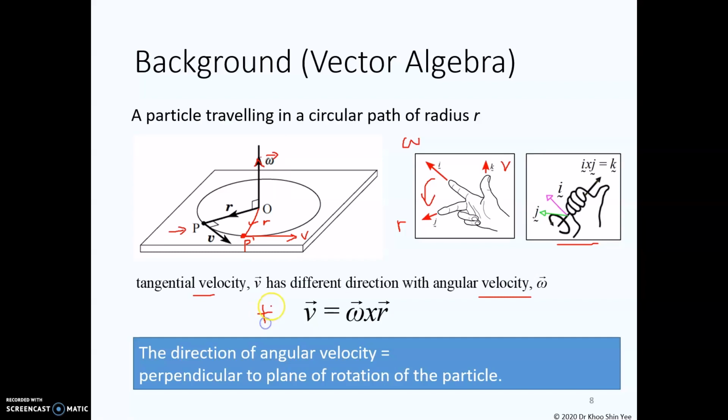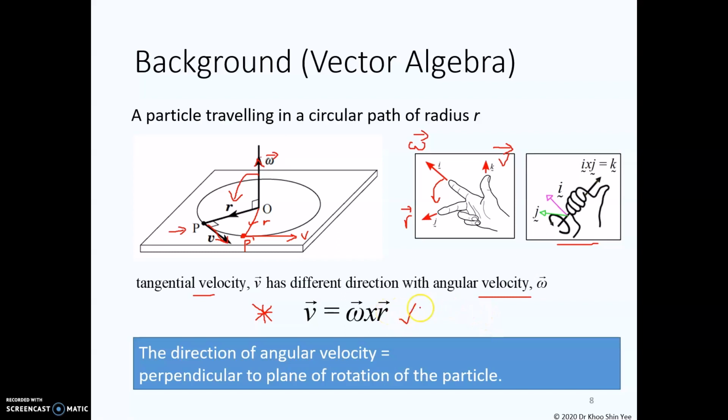This formula is very important in applied mechanics. Velocity vector is equal to angular velocity vector crossed with radius vector. If your angular velocity vector is given in this direction, radius vector is in this direction, then take the angular velocity vector cross with the radius vector, you obtain the direction for the velocity vector here. So by using the right hand rule, by taking the omega cross with the radius, you obtain the velocity direction to be here. Therefore, this formula is valid.